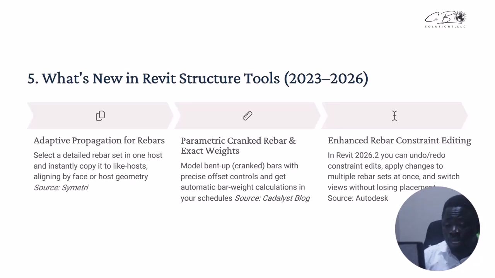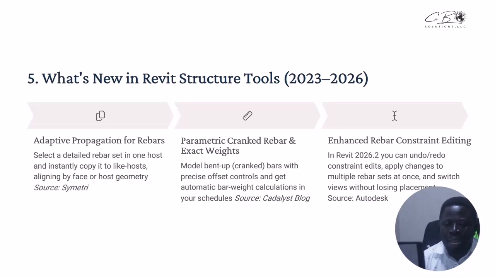The same with beams. If you detail one beam and there are similar beams in there, you can just pick one and then say propagate, and it will propagate all the other similar beams. So you don't have to detail all of them. Propagate rebar does the work very, very easy for you. There's also parametric cranking or crank rebar and exact weight. So these are also new tools that they've brought in.